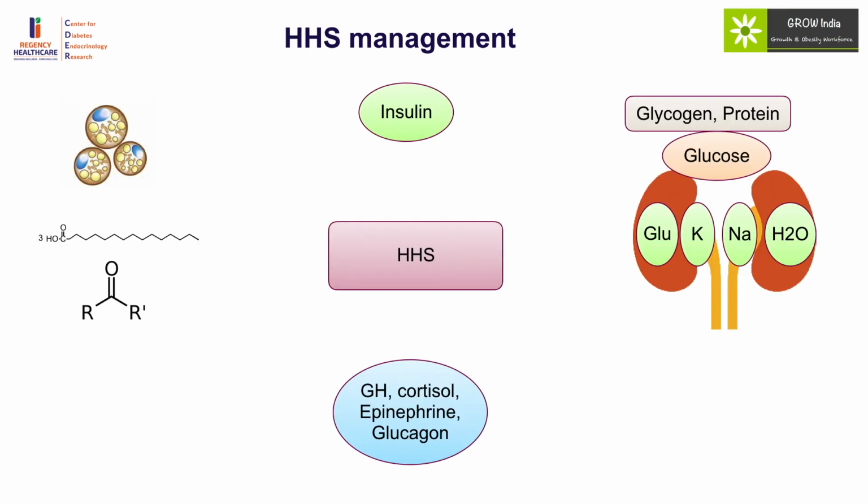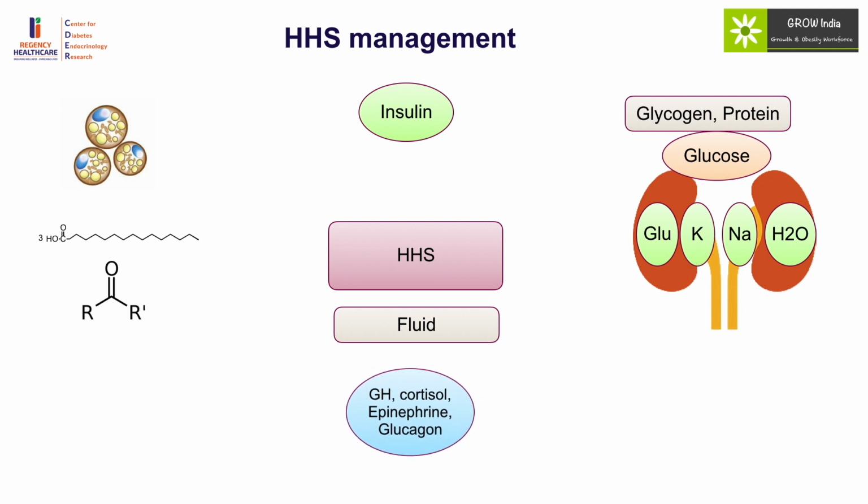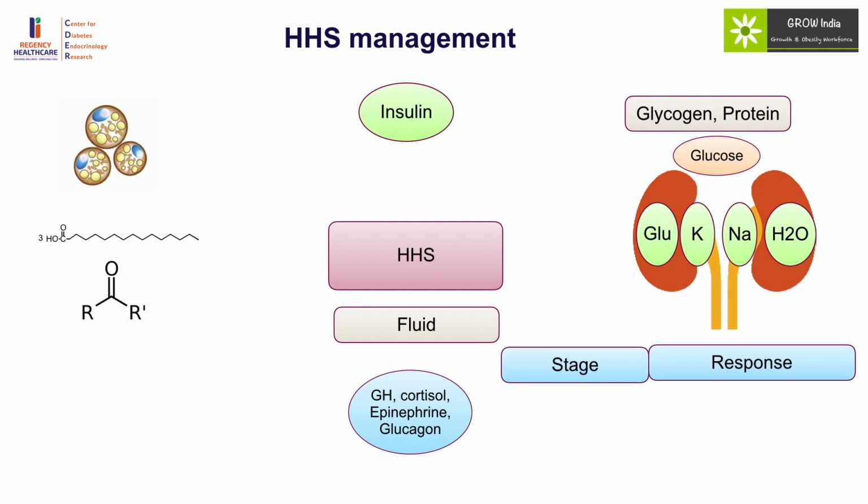The management of hyperglycemic hyperosmolar state is different compared to DKA in that the fluid requirement is usually higher, and that results in a decrease in counter-regulatory hormones resulting in a decrease in glucose. With just fluid there is a decline of the blood glucose by 100 to 200 milligram per dl per hour.